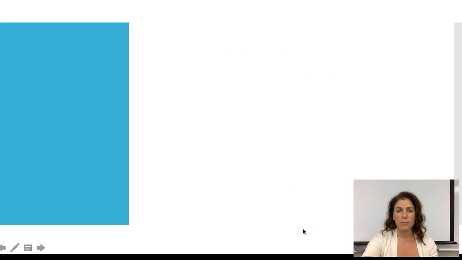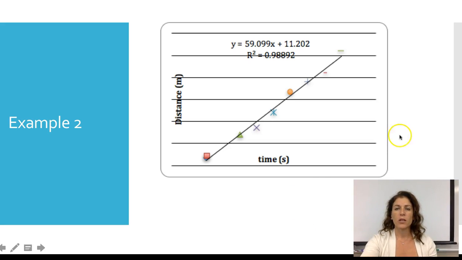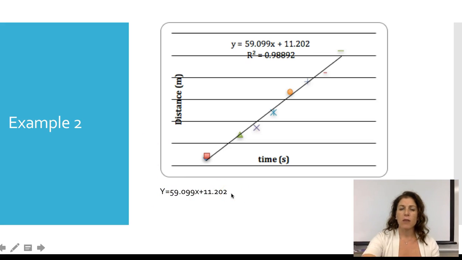Let's go through this again. Here's another linear equation, right? Here's the equation. I'm going to just write that. So I've written that out. Now I'm going to substitute in the terms. The distance is the y, the time is the x. So let's write that. Distance is the y, time goes in where the x was.